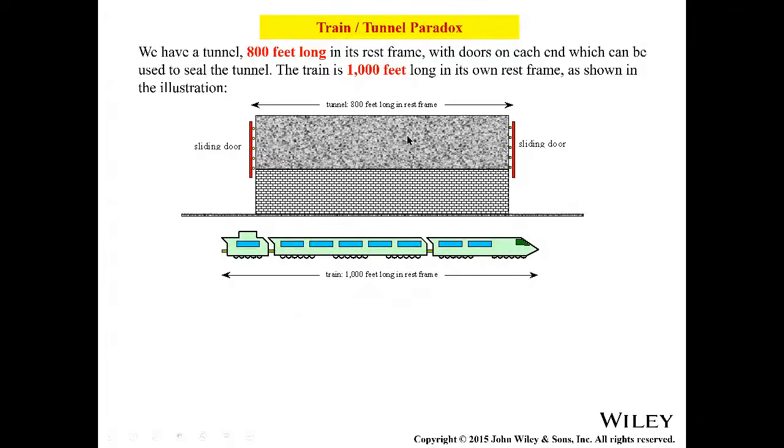You have a tunnel. We have already constructed it so that it is 800 feet long, and it has doors. And the doors are controlled by the people on the ground, such that they will open and close according to your command. You press the button and it will slide open and close, open and close. All right, so here's your tunnel. You have built it for 800 feet.